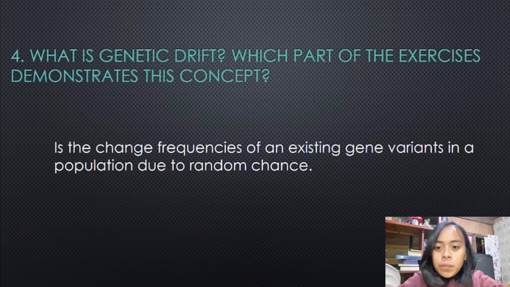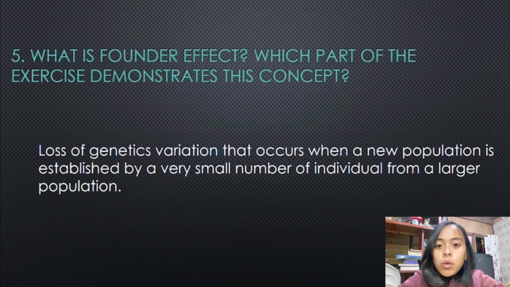Number 5, what is the founder effect? Which part of the exercise demonstrates this concept? Loss of genetic variation that occurs when a new population is established by a very small number of individuals from a larger population.